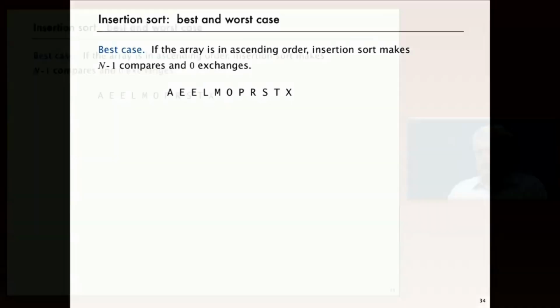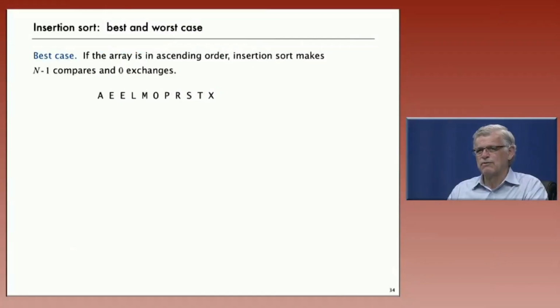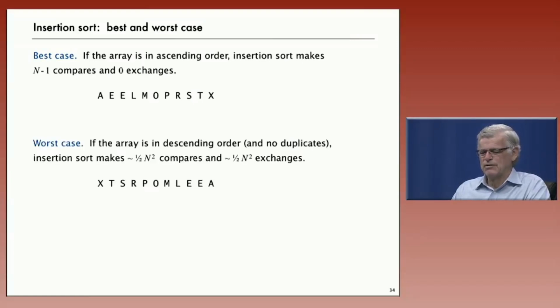Now, insertion sort does depend on the initial order of the data. Let's look at the best case and the worst case, which are certainly outliers. If the array happens to be already sorted, all insertion sort does is really validate that. Each element has smaller elements to its left, so it does no exchanges. It gets the sorting job done with just n minus 1 compares. On the other hand, if the array is in descending order and has no duplicates, then every element goes all the way back. It makes n squared over 2 compares and n squared over 2 exchanges.